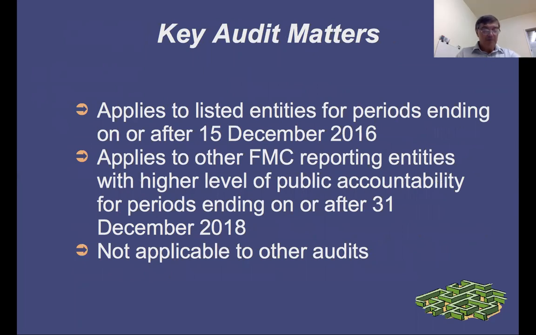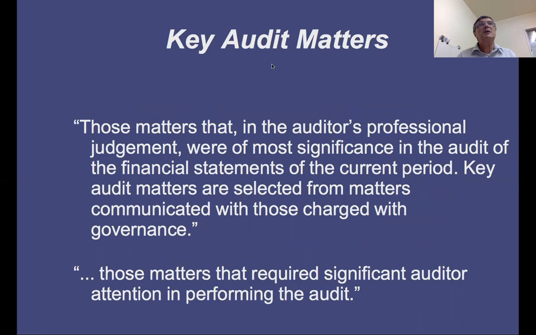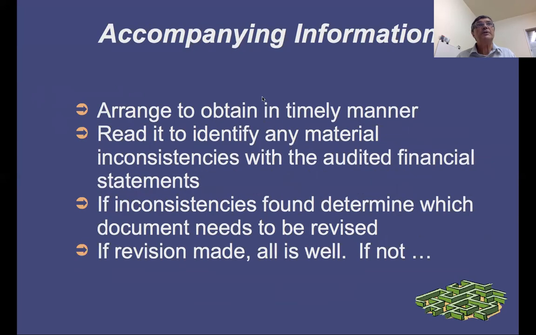So, after Bannerman clauses, we have key audit matters. You've got the notes there: only listed entities, and in a year's time, FMC reporting entities with a high level of public accountability. What you have to do is put in the audit report those matters that were of most significance in the audit of the financial statements, from those matters communicated with those charged with governance. And from what I've read, the commonest key audit matter is the audit of revenue, which of course is a rebuttable presumption that there's a fraud risk there. So it has to be one of the higher risk aspects of an audit. But I don't know how many people this afternoon are involved in those.